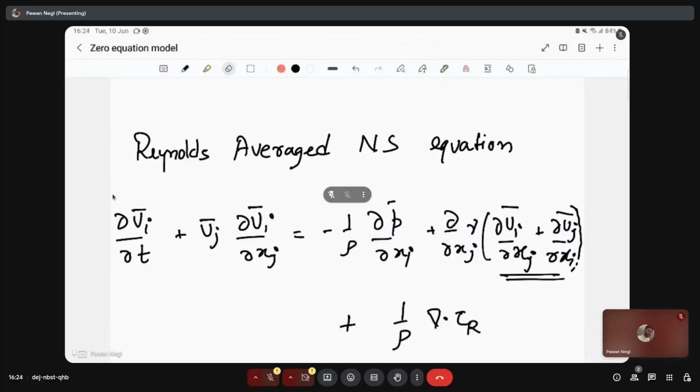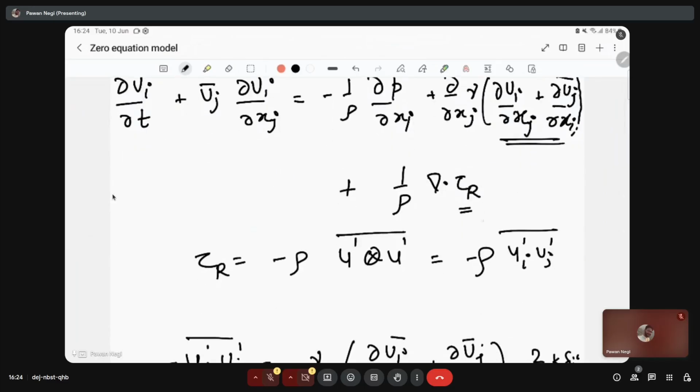Welcome back. In this lecture, we'll start with the Reynolds averaged Navier-Stokes equation, and then we'll learn how, after adding this new variable tau r, which is the Reynolds stress, we can use different models to estimate this particular variable using the flow variables.